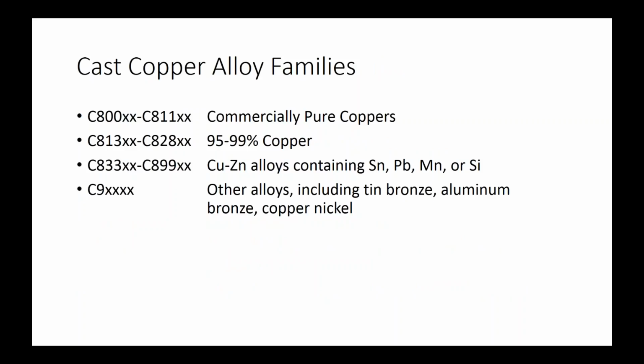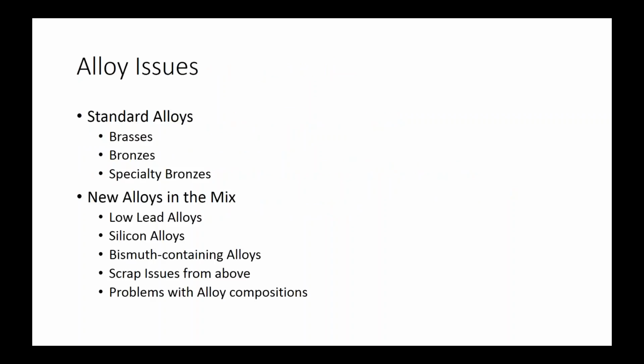813 to 828 are high coppers, and then 833 to 899 are essentially brasses of various types. Some of them are trade name bronzes, but with other elements added. The 900 series are other alloys in tin bronzes, aluminum bronzes, copper nickels, etc. We have alloy issues that have come up every now and then. Standard alloys, brasses, bronzes, specialty bronzes, copper nickels, etc.